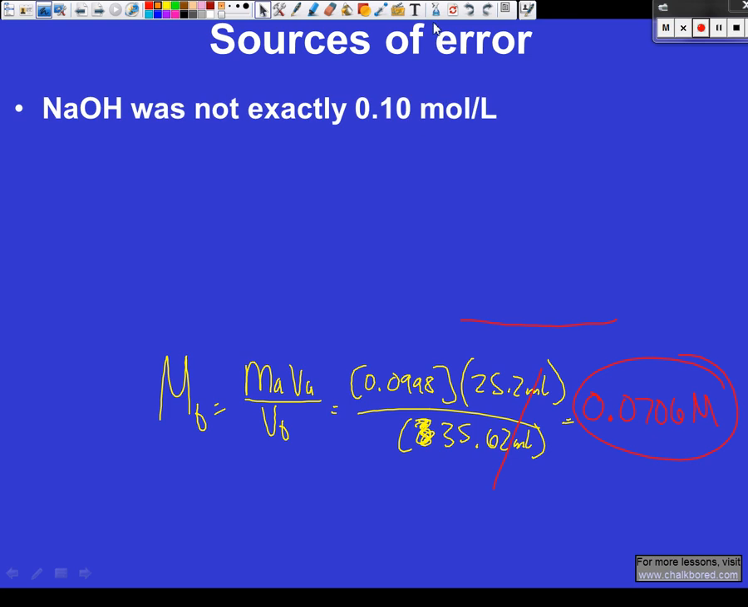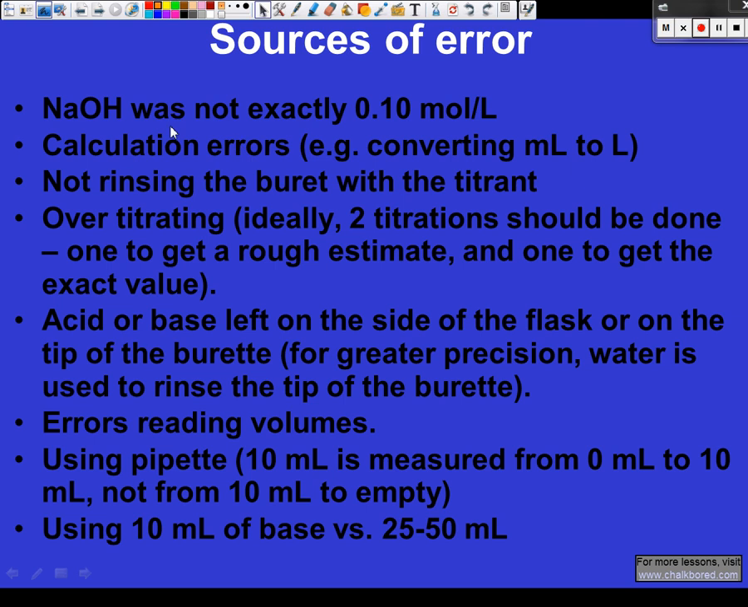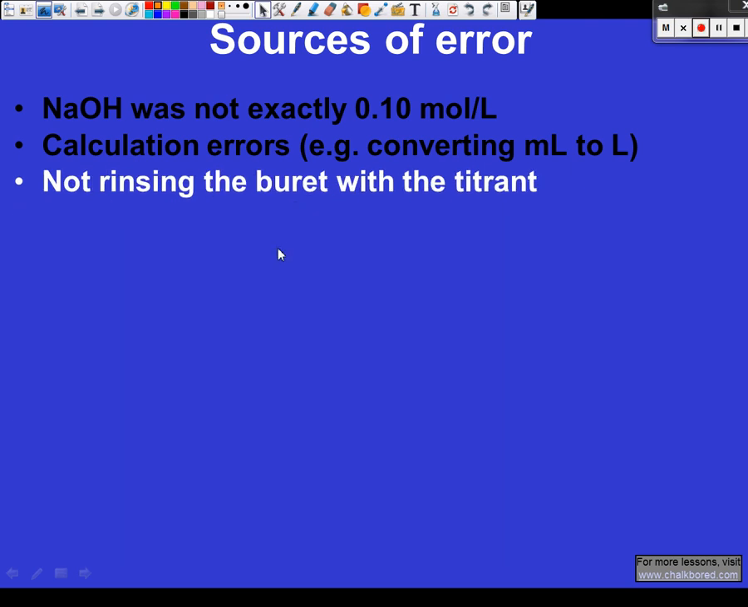So, sources of error. What are some titration sources of error? You could use the NaOH was not exactly 0.1 molar. Like you're doing your calculations, your MB was not quite right. Your calculation errors, if you don't change it, which again you don't necessarily have to, not rinsing the burette with a titrant. Put a star beside that. Number 3, not rinsing the burette with a titrant.